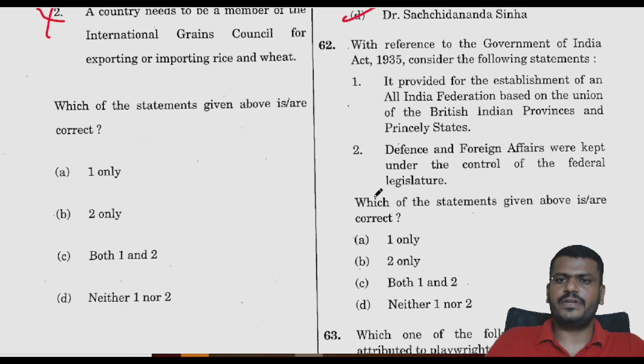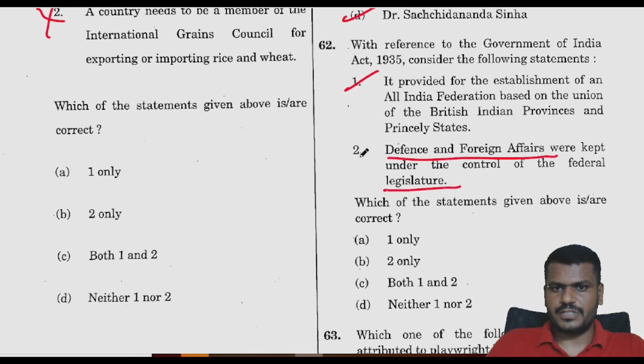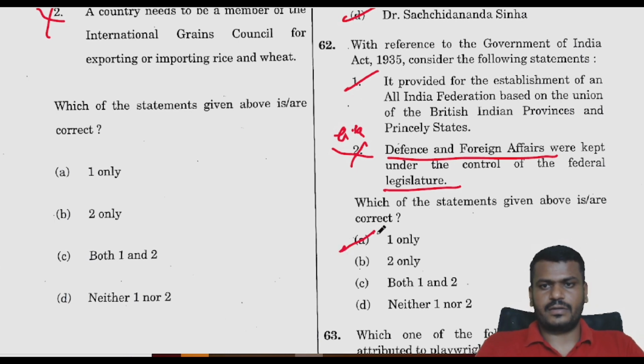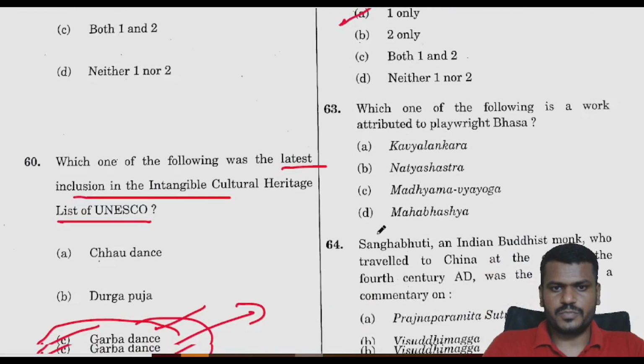Next, with reference to the Government of India Act 1935, consider the following statements. First one, it provided for the establishment of an All India Federation based on the union of British Indian provinces and princely states. Okay, fine, that is correct. Second statement, defense and foreign affairs were kept under the control of the federal legislature. No, they were kept under the Governor General, guys. So that's why the second statement is wrong. The first statement is only correct. Okay, you can go through the questions properly.